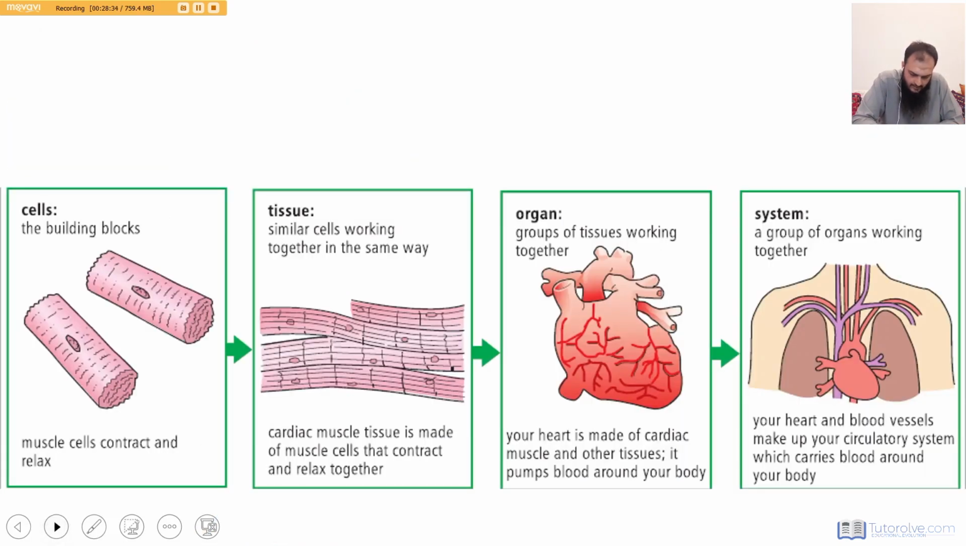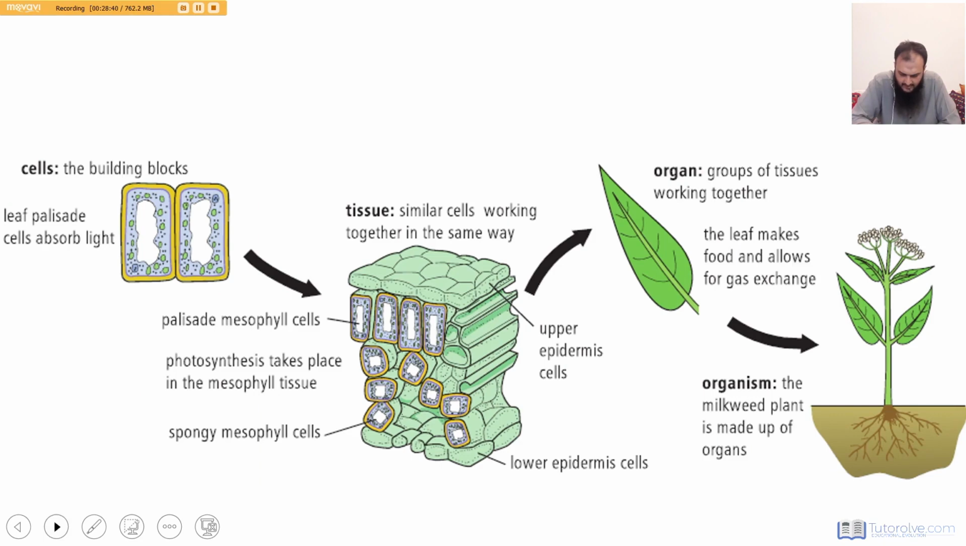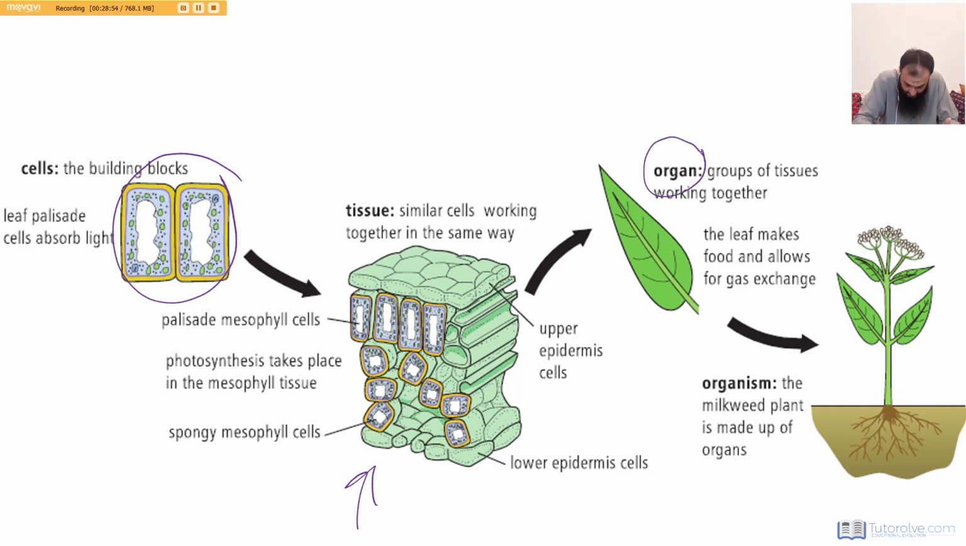So again, this picture is depicting the same phenomena of levels of organization in a different way. And then this is a typical example of levels of organization in plants. So you have the cells, and then you have different tissues that I alluded to earlier. That's in this picture of the leaf. And then you have the leaf, which is the organ itself. And then you have the organism, the entire plant: the roots, the stem, the leaves, the flower.